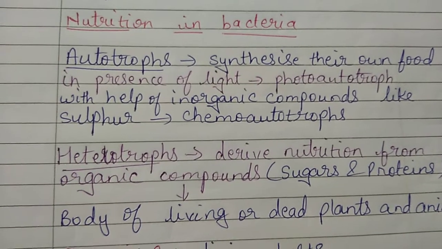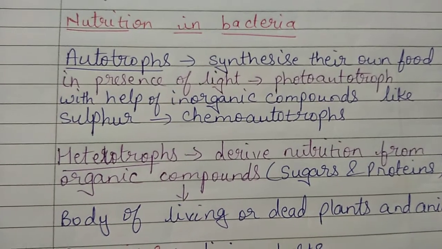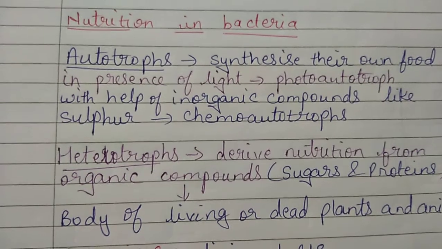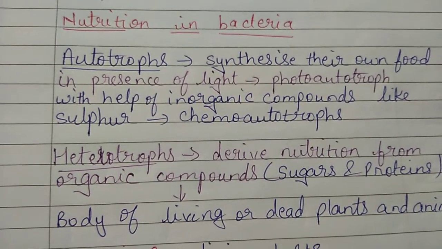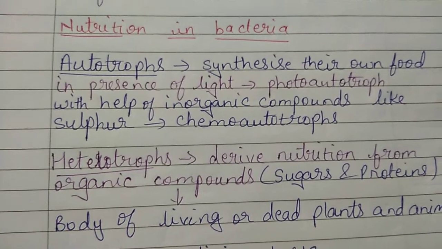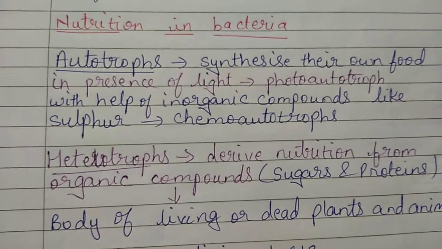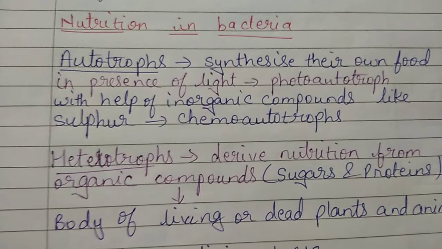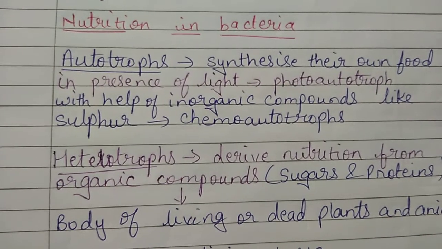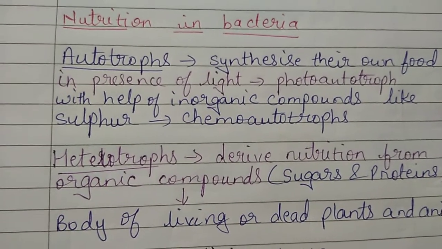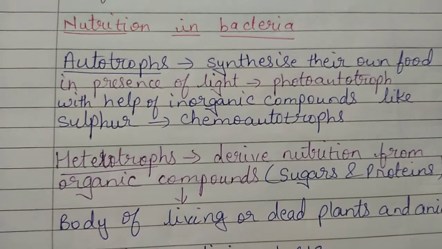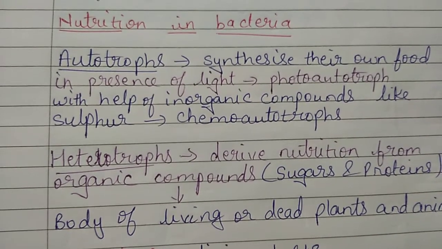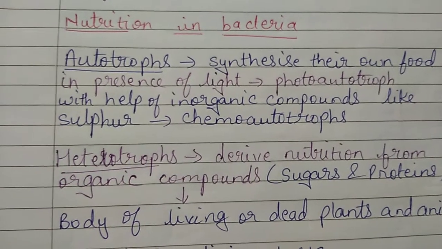Now autotrophs, we all know they synthesize their own food. So the bacteria which are able to synthesize their own food are known as autotrophs. For example, if they synthesize their food in the presence of light, they are the photoautotrophs. They are called photoautotrophs because they synthesize their food in presence of light.